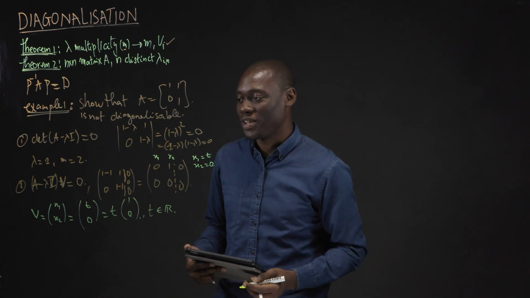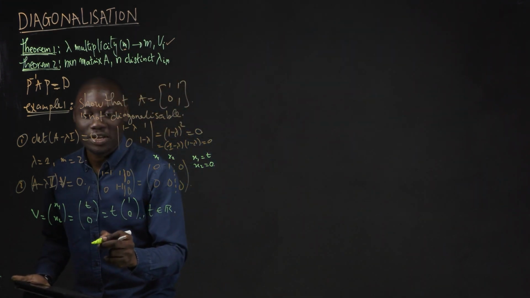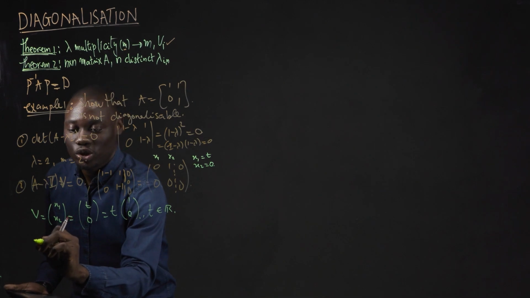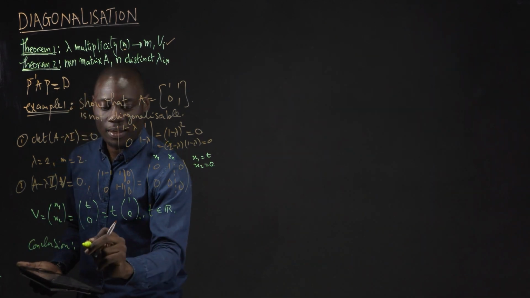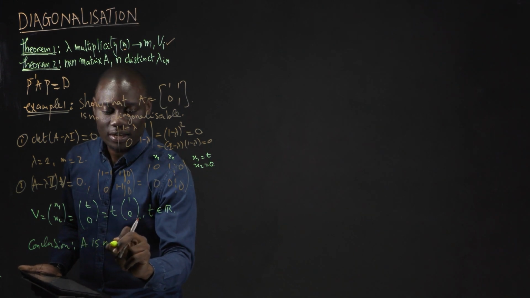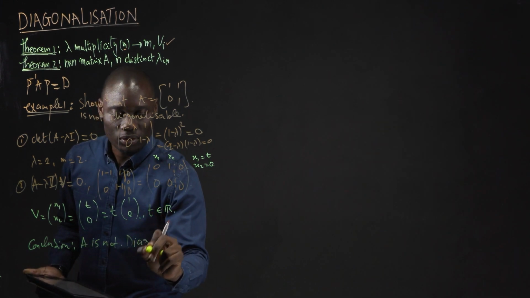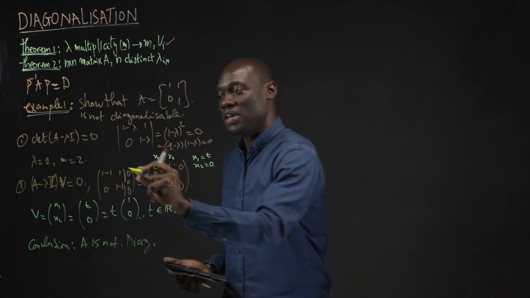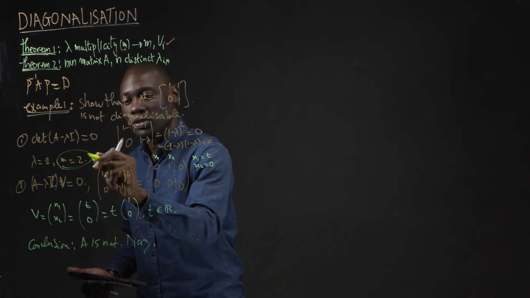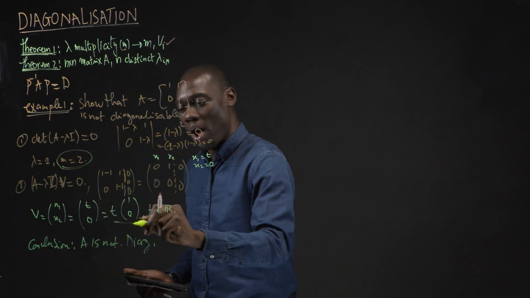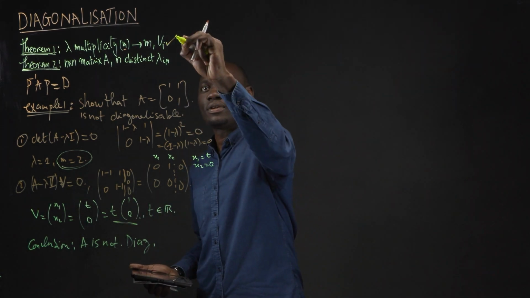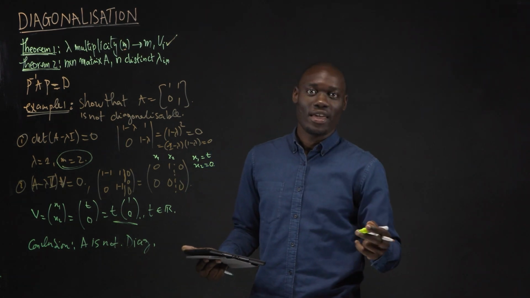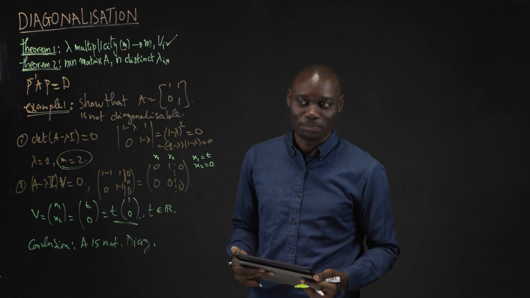So I have t times 1, 0, for t belonging to R. What we have here, you can quickly see that I can answer this question. So the conclusion: we have proven that A is not diagonalizable. Why? Because we have a multiplicity of 2, but we just had one eigenvector. And according to the theorem, A cannot be diagonalizable.